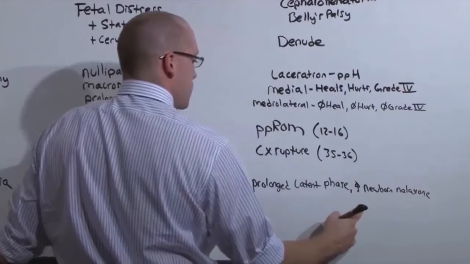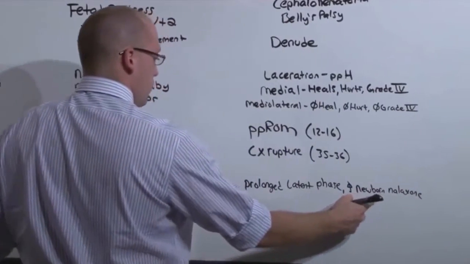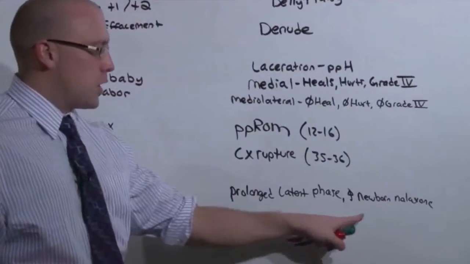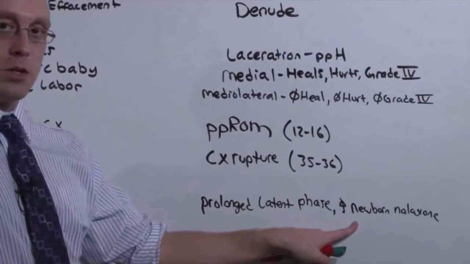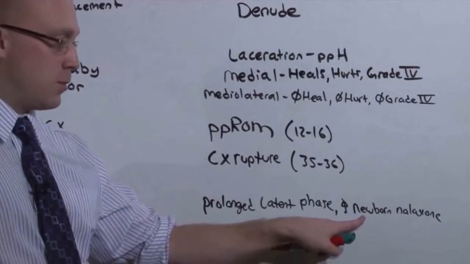Generally, the analgesic has to be given within 1 hour of delivery for this to happen. But just be aware that if you're giving a patient narcotics and baby comes out and is not doing so well, there's probably narcotics on board.